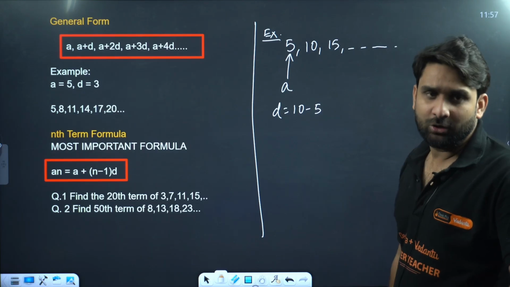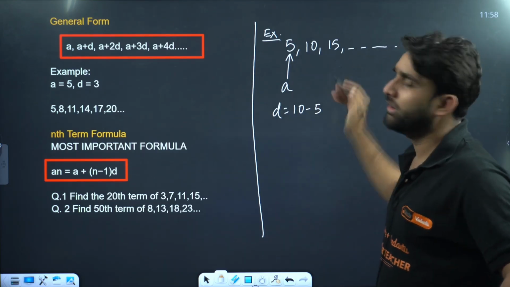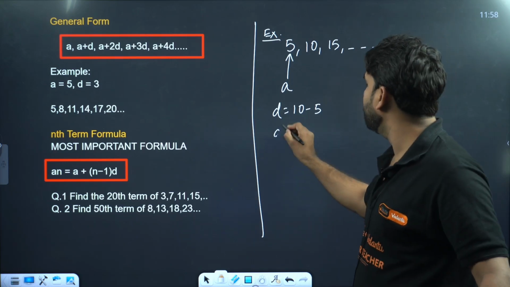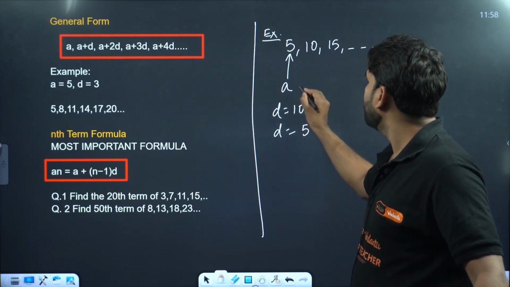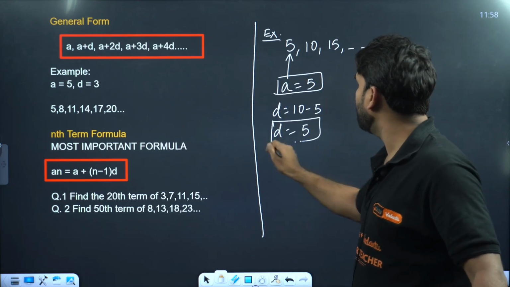To calculate the common difference, you can find the difference between any two neighboring numbers. Always take the neighboring numbers. So 10 minus 5 will be D. So you have A equal to 5, and D equal to 5.